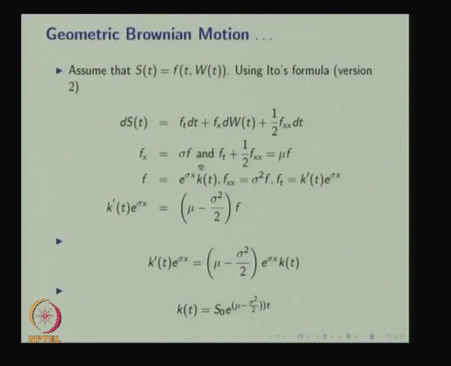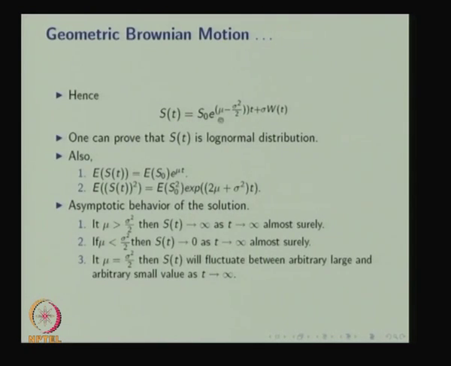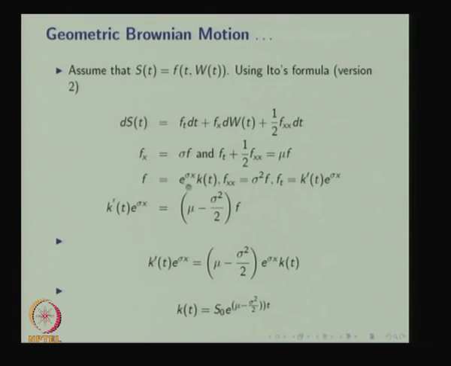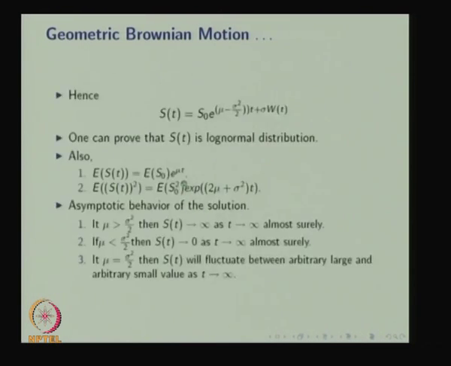So you substitute this here, therefore your f of t comma wt is e power sigma times wt s naught e power mu minus sigma square t. Therefore s of t will be s naught e power mu minus sigma square t plus sigma times wt. Substituting k of t in this equation, f is equal to e power sigma x k of t, where x is nothing but the wt. Therefore your solution is s naught e power mu minus sigma square by 2 times t plus sigma times wt.